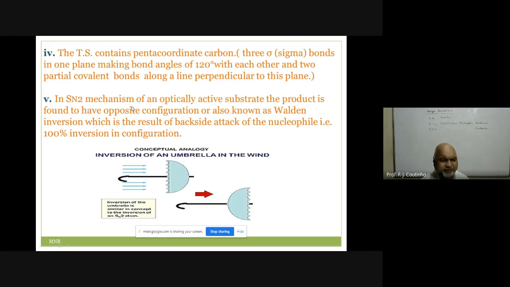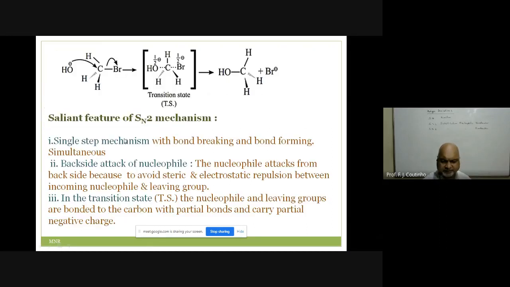Now, in the SN2 mechanism of an optically active substrate, the product is found to have the opposite configuration, also known as Walden inversion, which is the result of the backside attack of the nucleophile, that is 100% inversion in the configuration. As I explained to you, 100% inversion means here it is fully inverted compared to this. There is inversion of the configuration, and we say it is 100%.